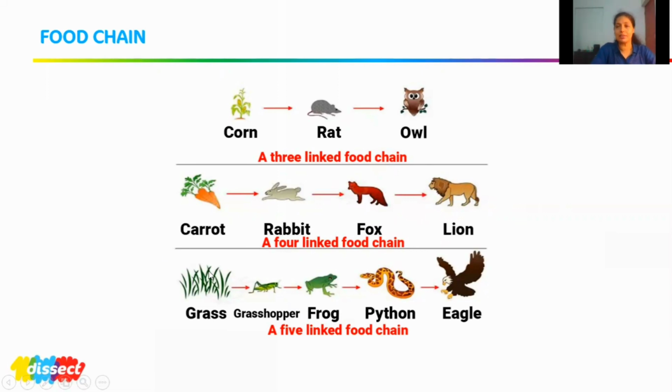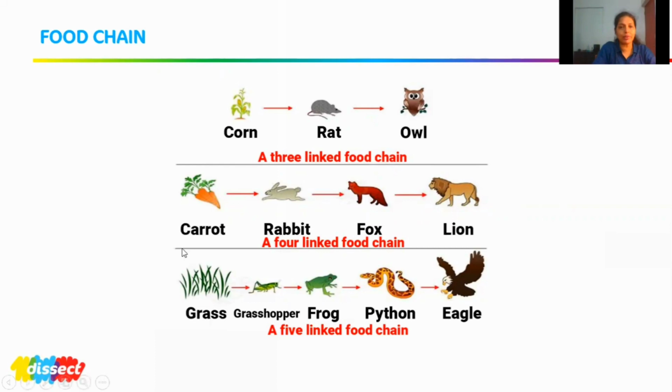Whereas here, grass is the food for grasshopper. Grasshopper is food for frog. Frog is food for python. And python is food for eagle. So we form a 5-linked food chain. So this is the way we form a food chain, who eats what. So we can connect some of the foods and make a food chain through the food item of each category.